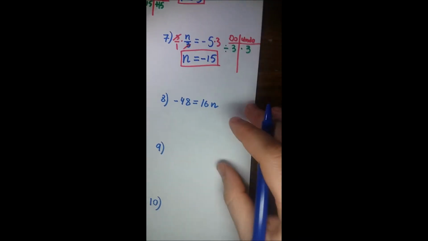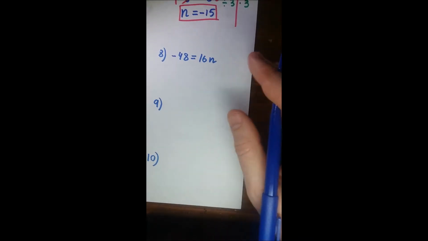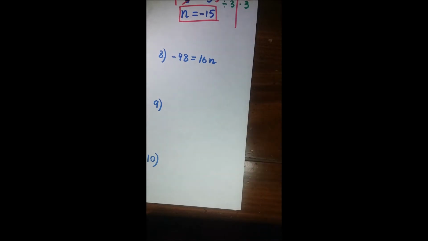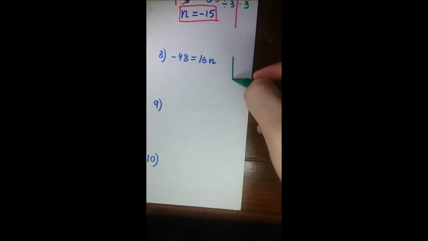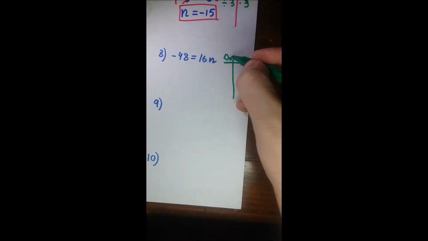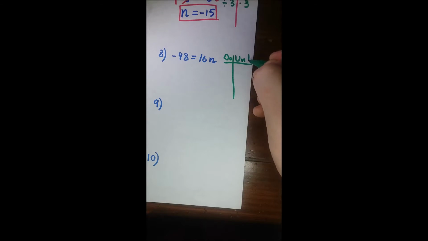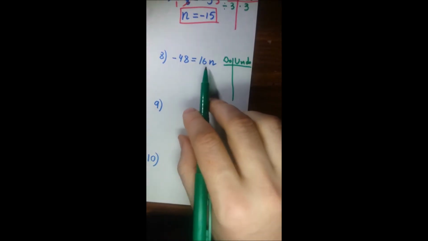All right, now question number 8. We get into some good stuff right now. Again, I'll do the table. You don't have to do the table. I'll do one anyways. I'm using a different color this time. I keep being inconsistent with colors. Do and undo. So what happens to n?